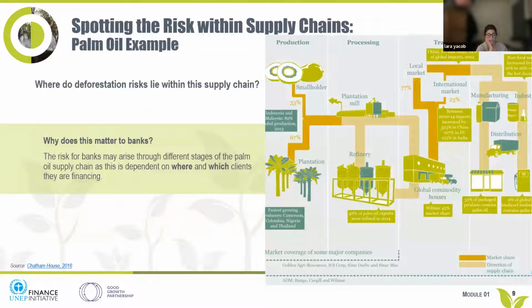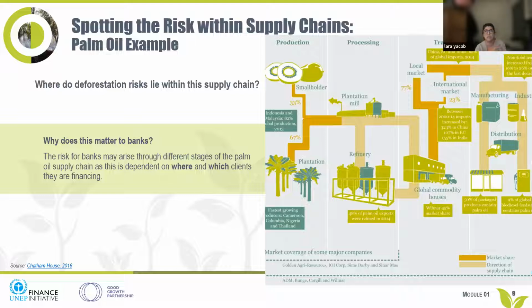Here we see an example coming from the palm oil sector. When we did the training, we asked, can you spot where the deforestation risks lie within the supply chain of a client? The key message here is that risks for banks can actually arise at all aspects of the commodity supply chain. And it's very context specific, very geographic specific. It really depends on where those clients are located and how they're financing them.